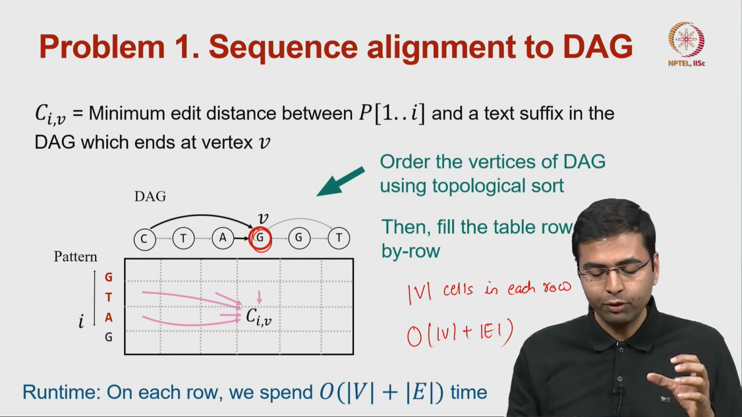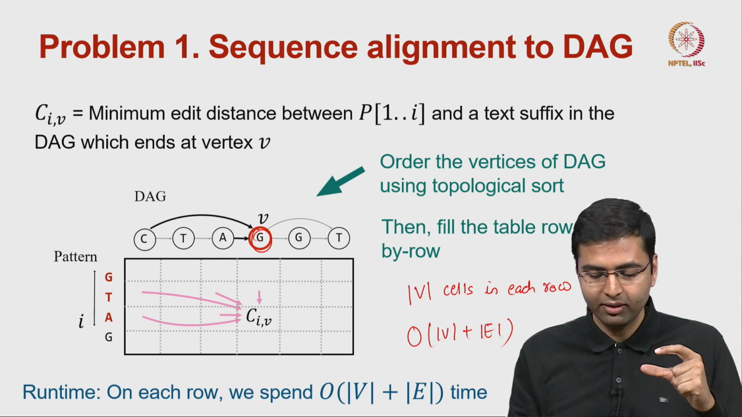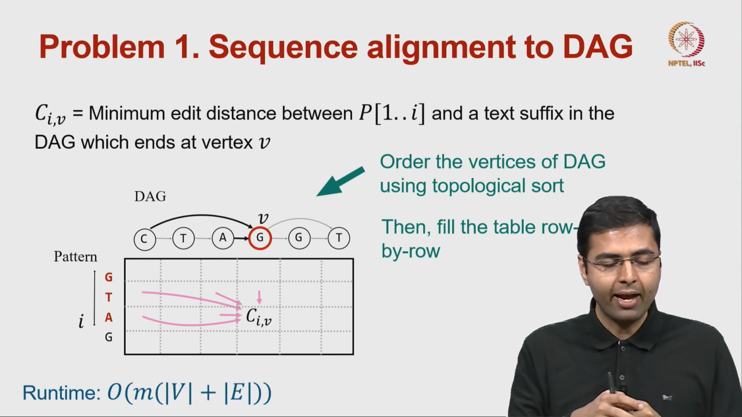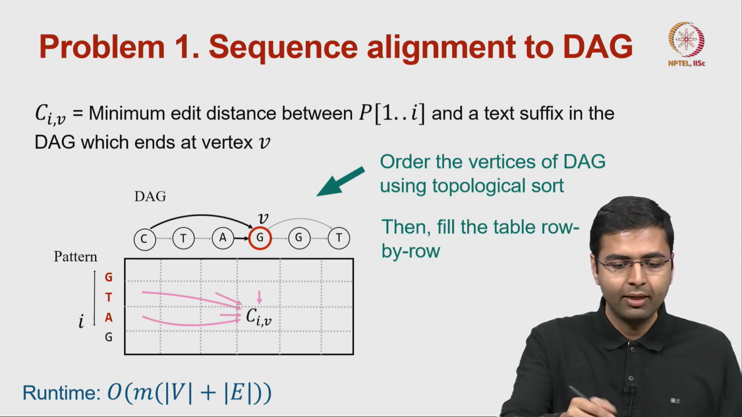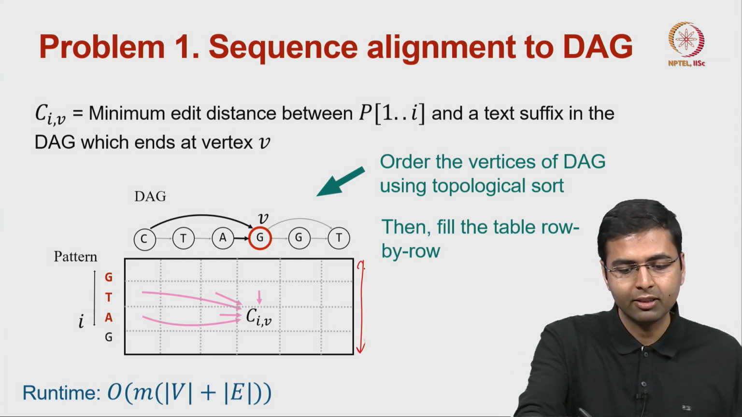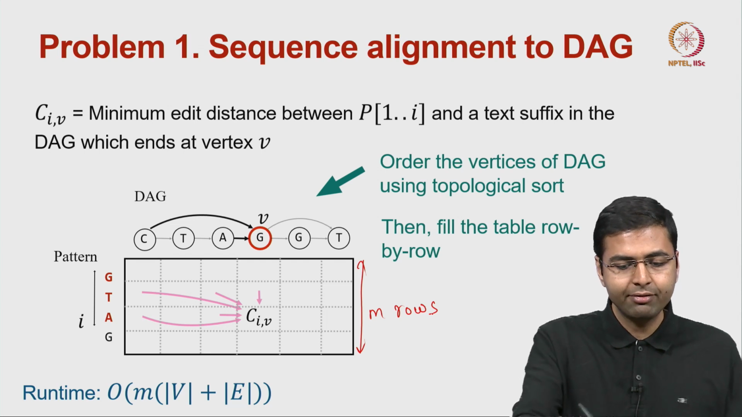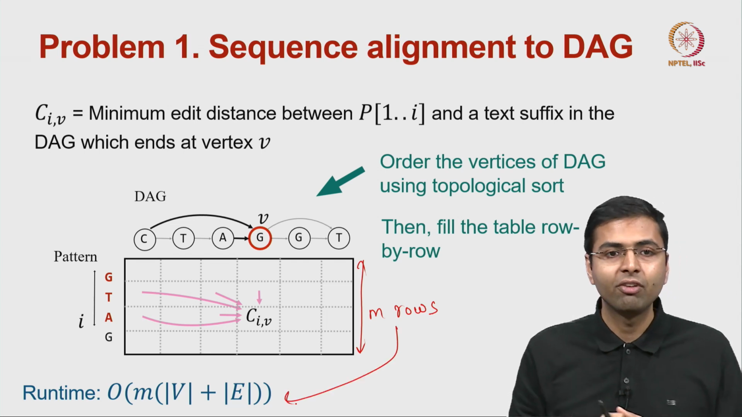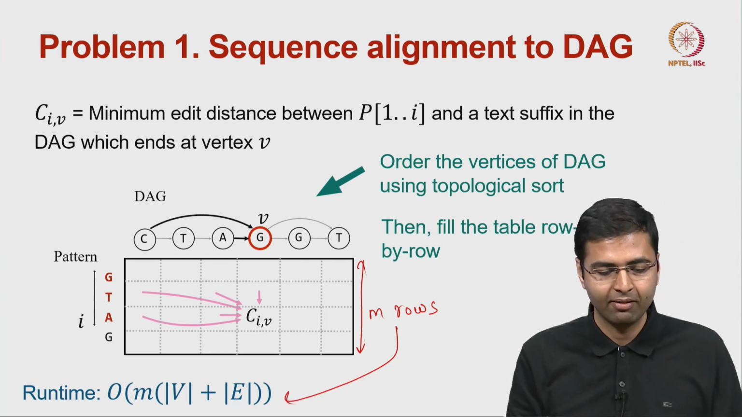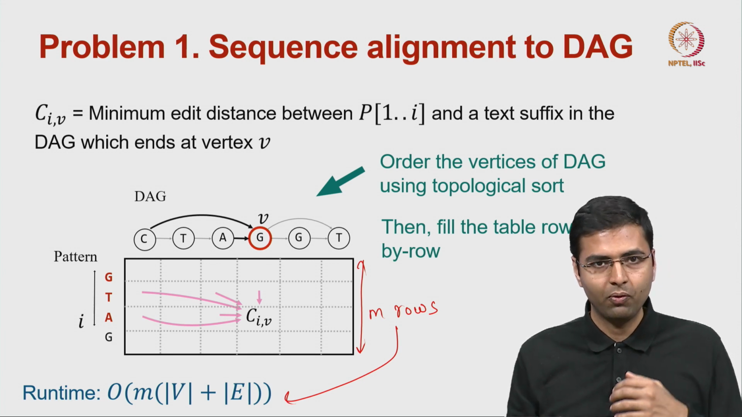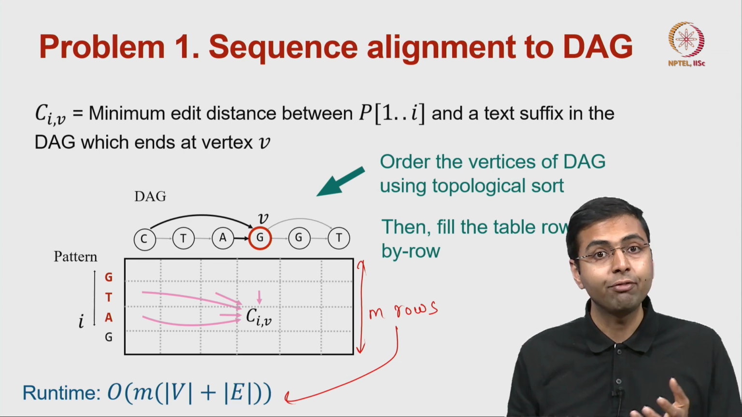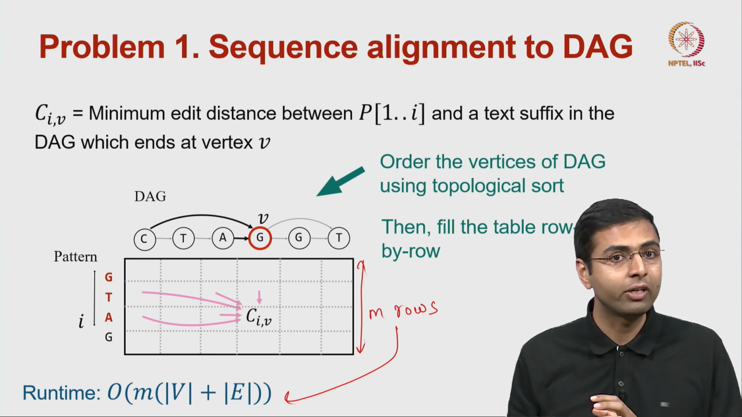So, this gives us order v plus e time for each row, and if you consider all rows, we have pattern length m. So, therefore, there will be m number of rows. So, this gives us the total runtime of this algorithm as m times v plus e, right. So, this is how we can solve the sequence to graph alignment problem when your graph is a DAG, that is, the graph does not have any cycle.